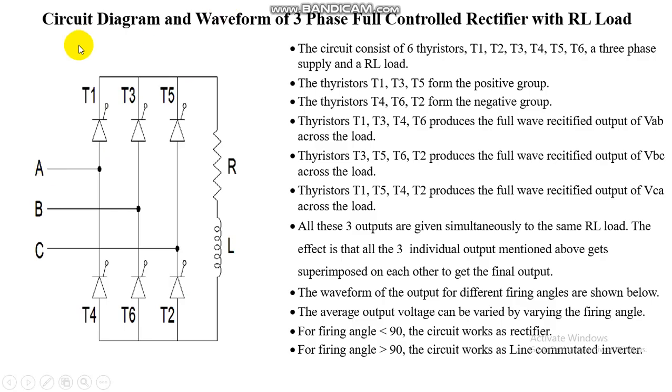T1, T3, T5 are called positive group thyristors, whereas T4, T6, T2 are called negative group thyristors. This combination is connected like this, and make sure that T1 and T4 won't conduct at a time. If they conduct together, there exists a dead short circuit which damages the entire circuit. Look at this operation. Suppose T1 and T2 are conducting, we'll see the current is passing from A to T1.